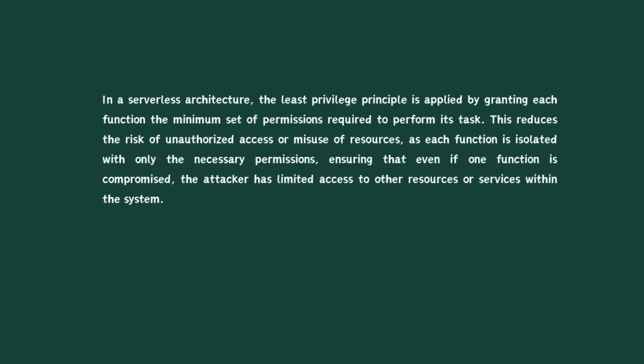In a serverless architecture, the least privilege principle is applied by granting each function the minimum set of permissions required to perform its task. This reduces the risk of unauthorized access or misuse of resources, as each function is isolated with only the necessary permissions, ensuring that even if one function is compromised, the attacker has limited access to other resources or services within the system.